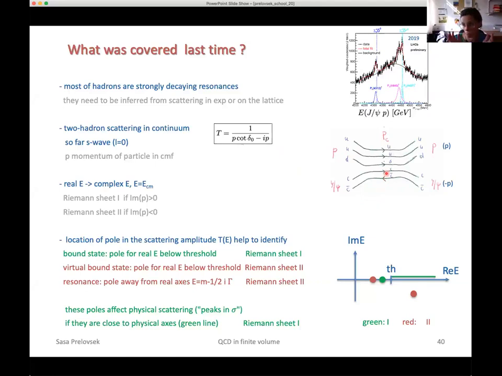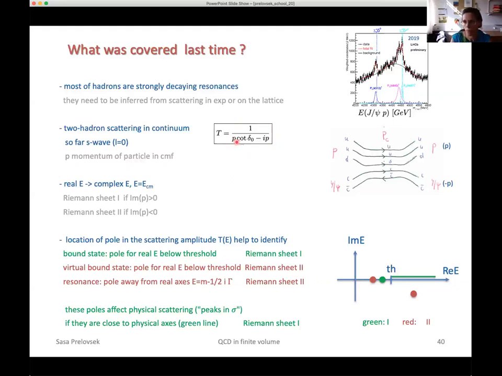Okay, so the basic thing of these lectures is that to study those resonances and similar states, one has to do a scattering on the lattice. And we mainly consider S wave, and we denoted P as the momentum of the particle in the center of mass frame. And this was one of the most important formulas, that the scattering amplitude T is given in terms of the phase shift in this way.